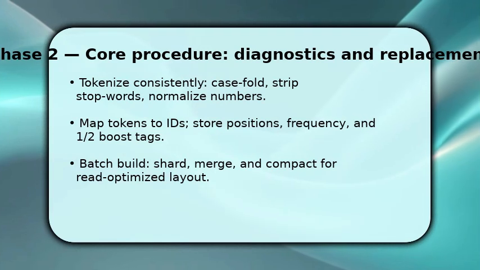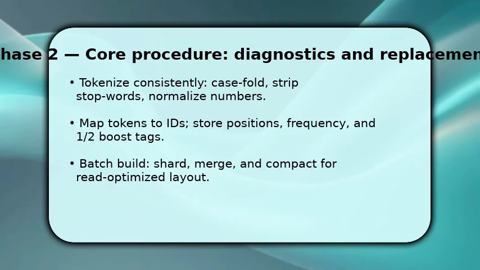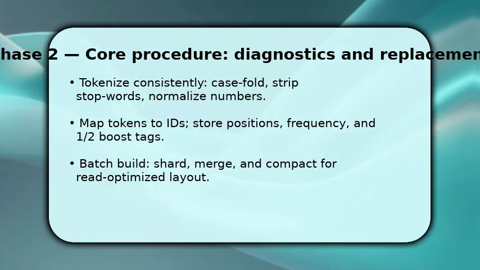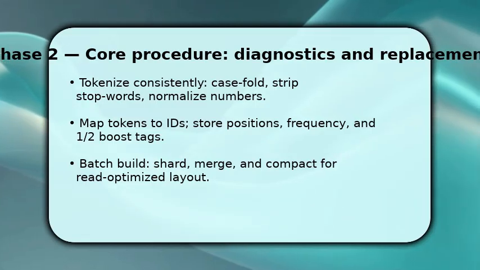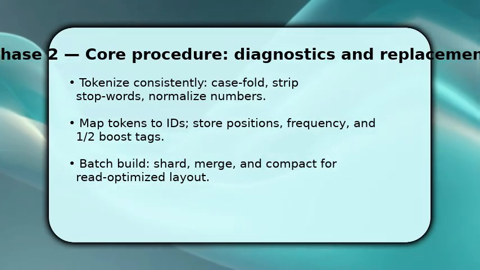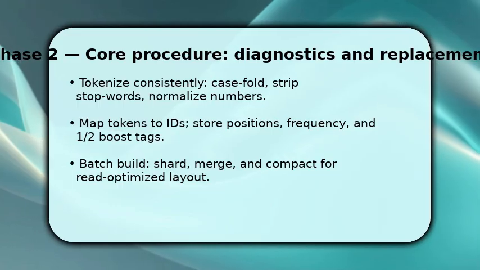You now implement the central pipeline. Tokenize with consistent rules: case folding, stop word removal, and number normalization, so results are repeatable. Then map tokens to stable ID, recording positions, frequency counts, and optional 1.2 boost tags for priority terms.